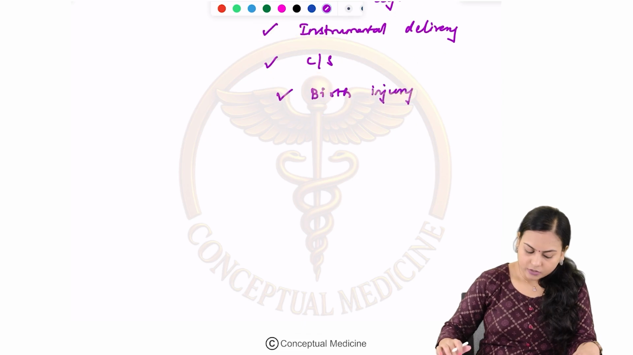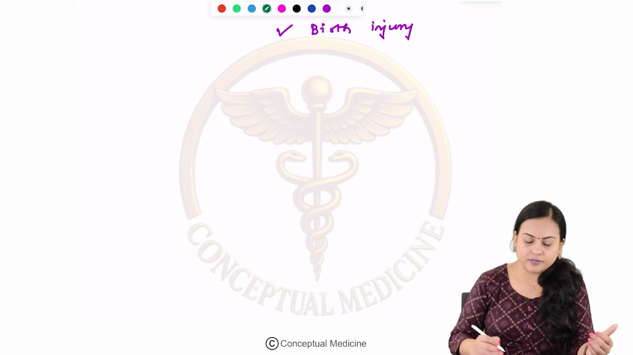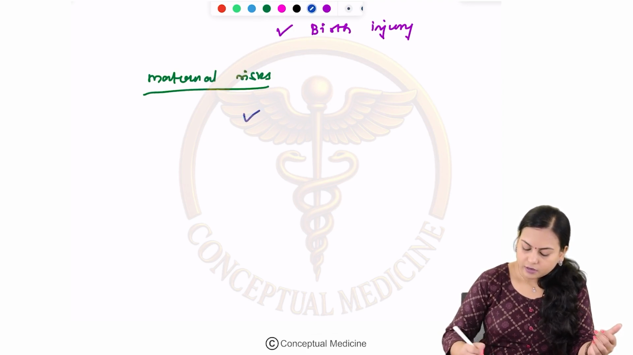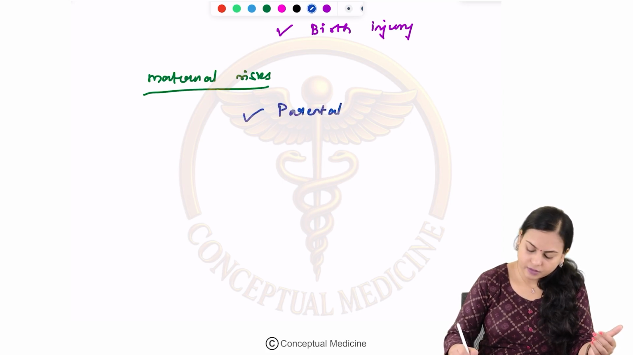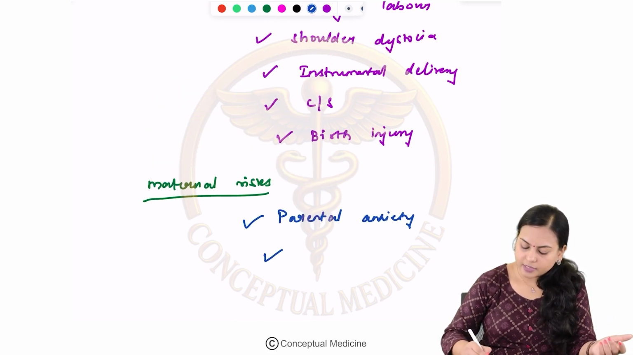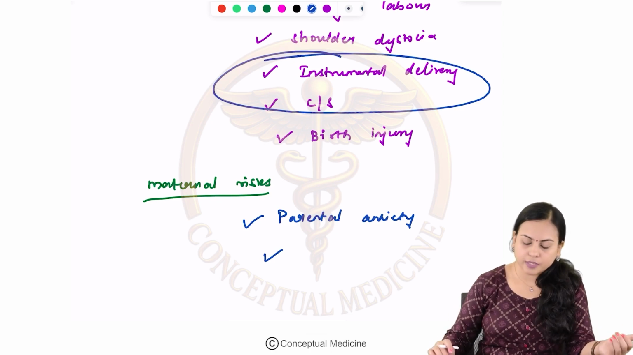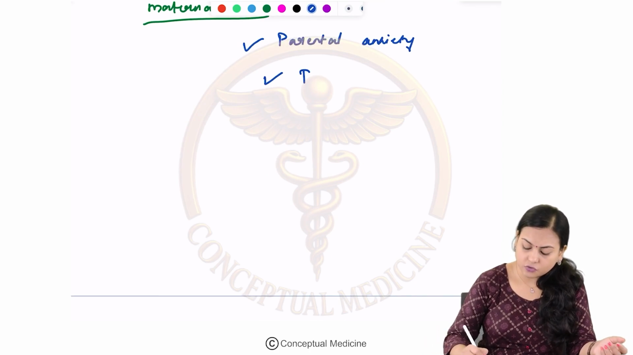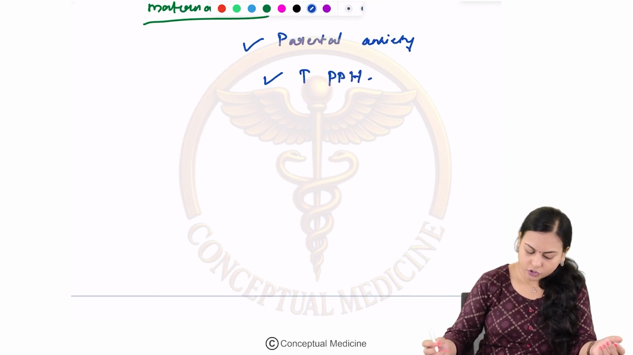Okay. So, what are the maternal risks? Maternal risks include factors like there will be parental anxiety, then there is a need for instrumental delivery and cesarean section. This is also going to be traumatic for the patient, and there is increased chance of postpartum hemorrhage.